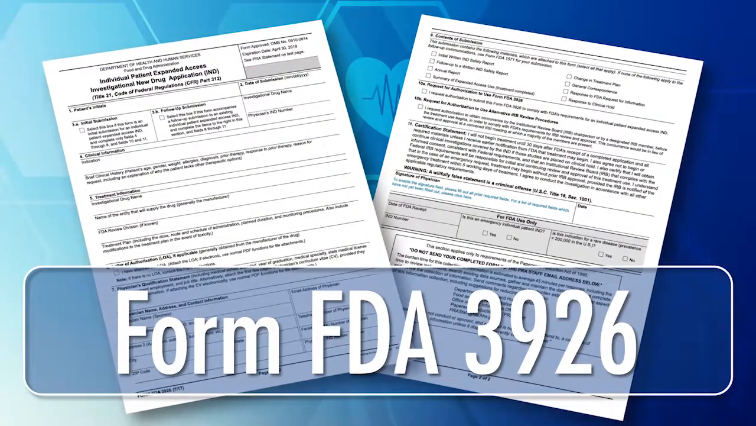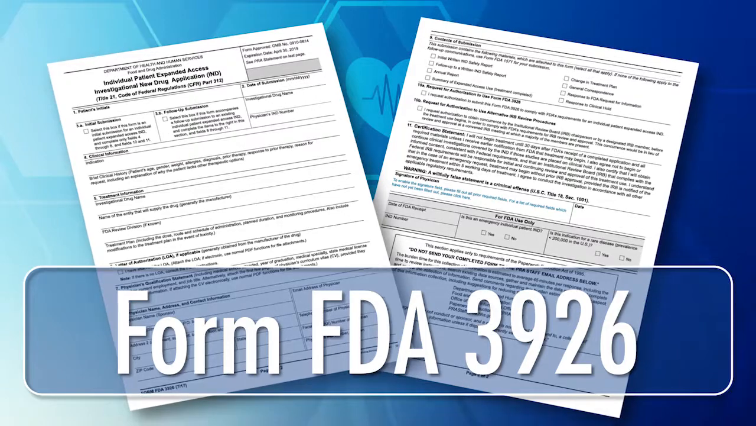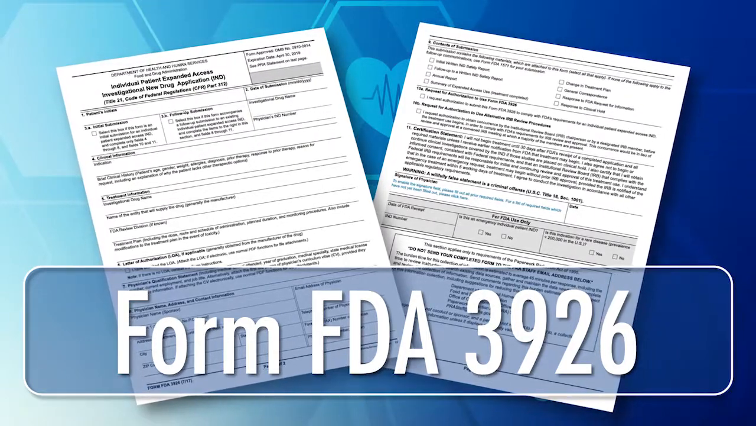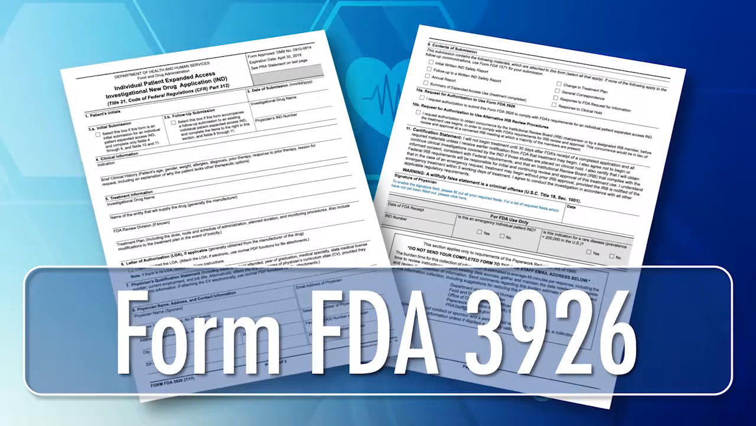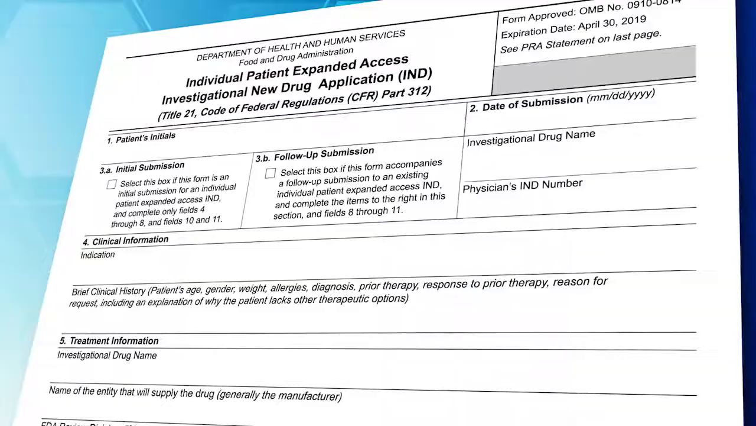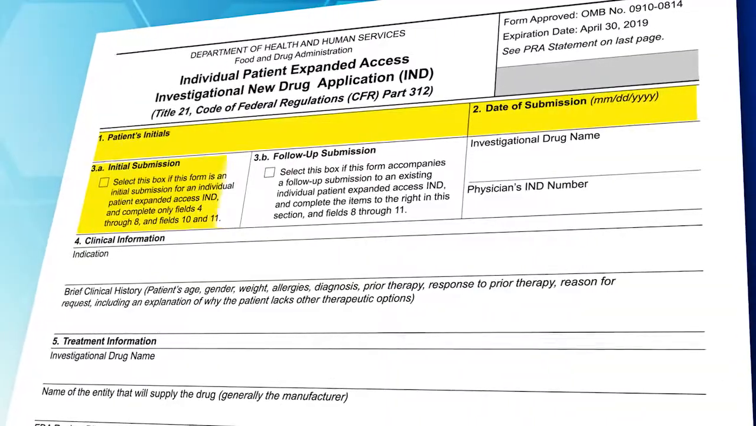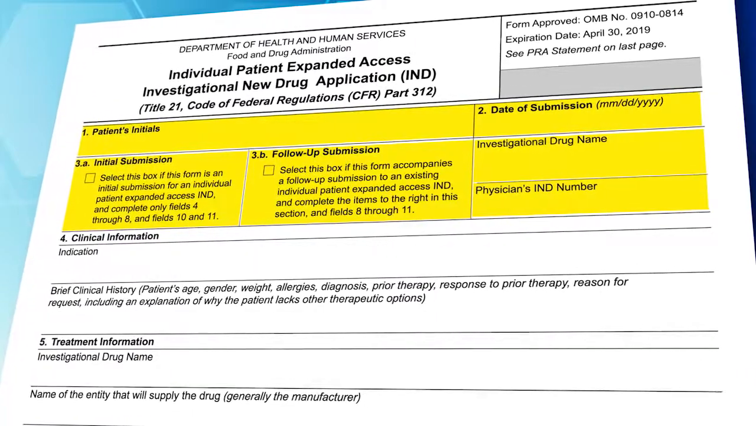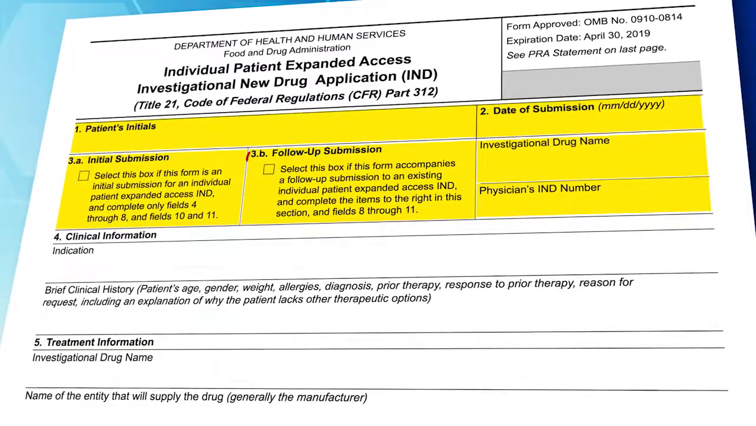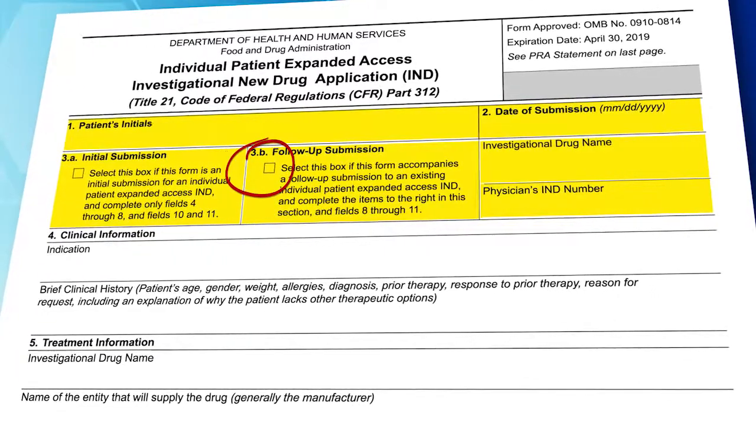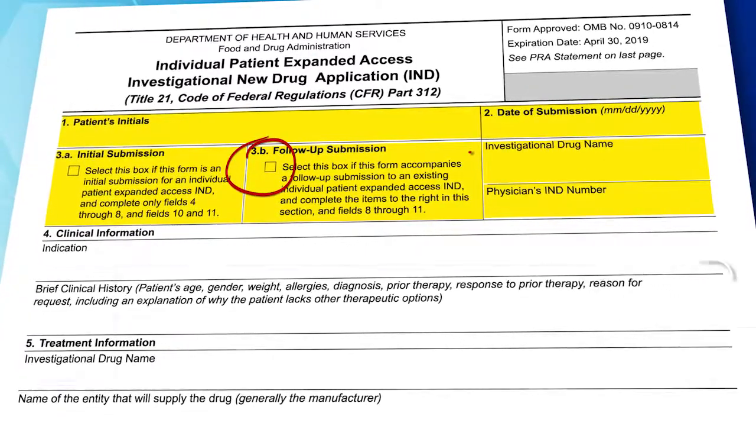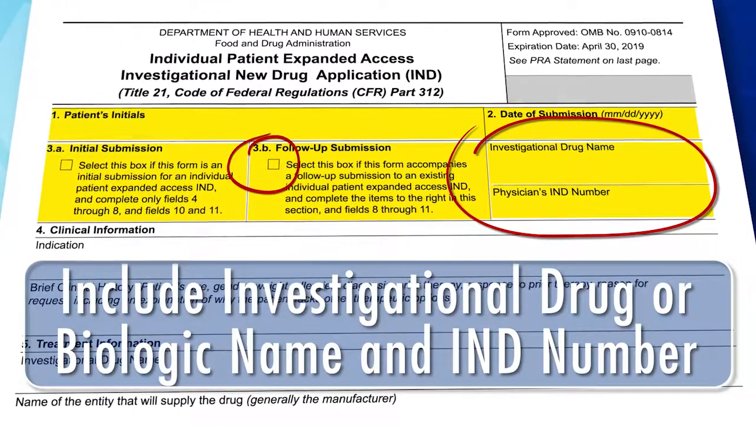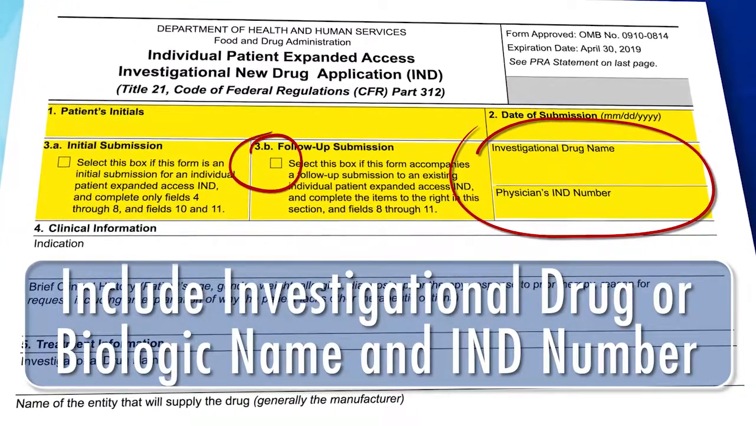Follow-up submissions use the same Form FDA 3926 as the initial submission. However, you will only need to complete certain parts of the form. You can think of the form as a cover page. Complete fields 1 through 3 every time Form FDA 3926 is submitted to FDA. Check the box in field 3B to indicate it is a follow-up submission. Include the investigational drug or biologic name and the IND number provided by FDA.